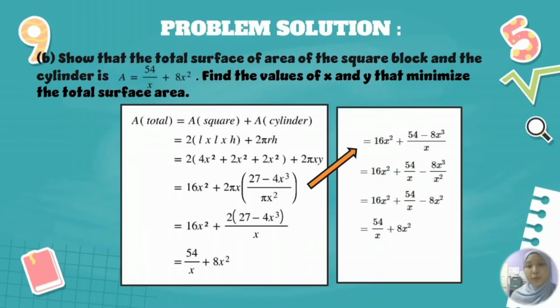I am Jannah and I will present the solution for question B. Show that the total surface area of the square block and the cylinder is A equal to 54 over x plus 8x squared. Find the values of x and y that minimize the total surface area.